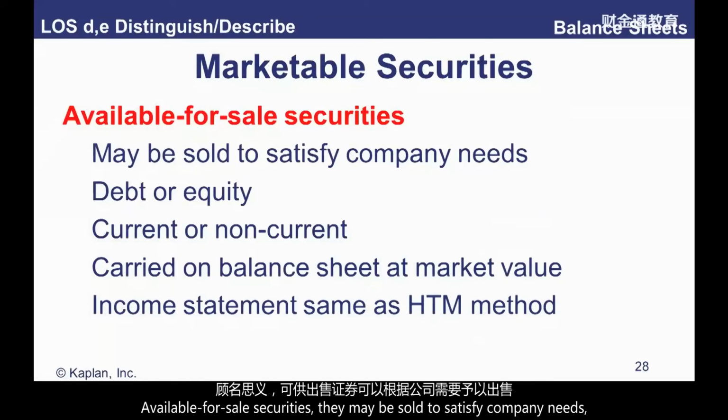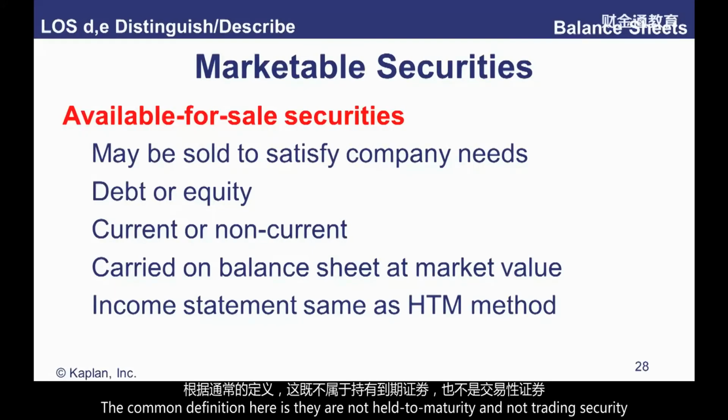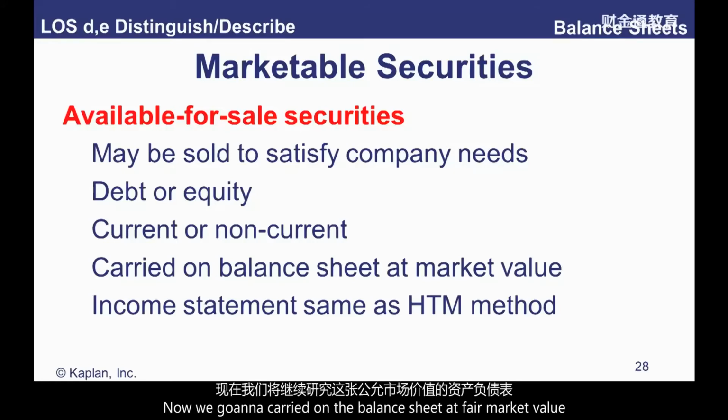Available for sale securities, they may be sold to satisfy company needs. In other words, they may be sold for liquidity purposes. The kind of definition here is they're not held to maturity and they're not trading securities, so it's really a catch-all for anything that we have left. Now, it applies to both debt and equity securities. They could be either current assets, probably most likely to be current assets, but strictly speaking, they could be non-current assets as well. Now, we're going to carry in the balance sheet at fair market value.